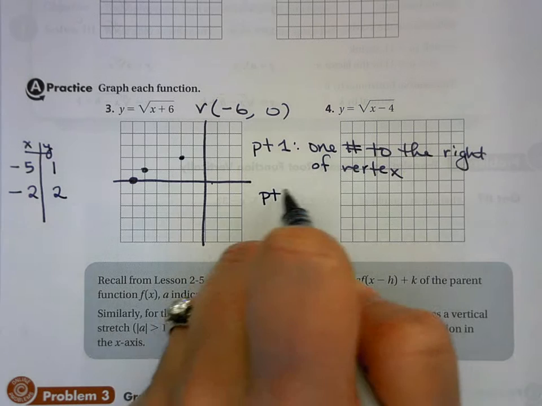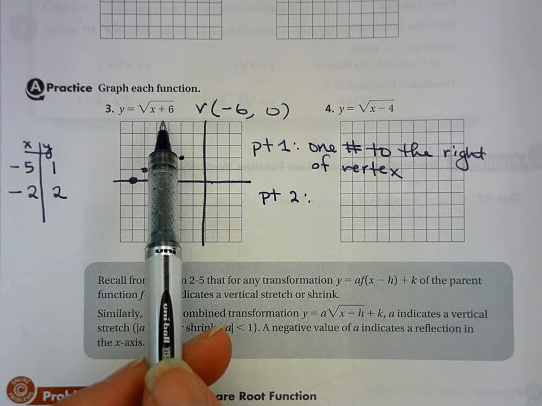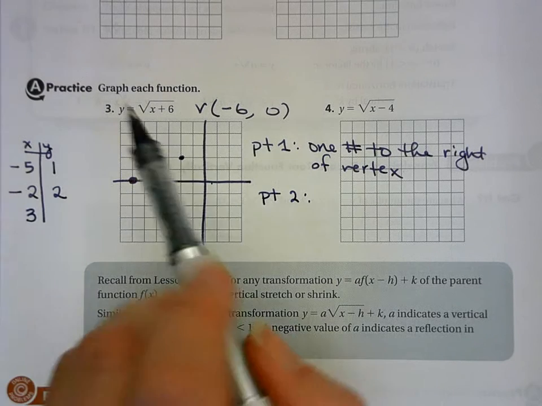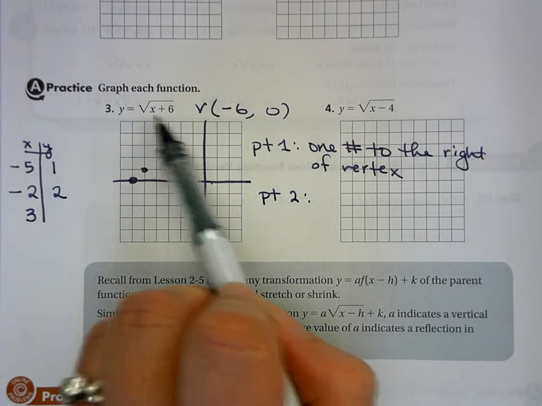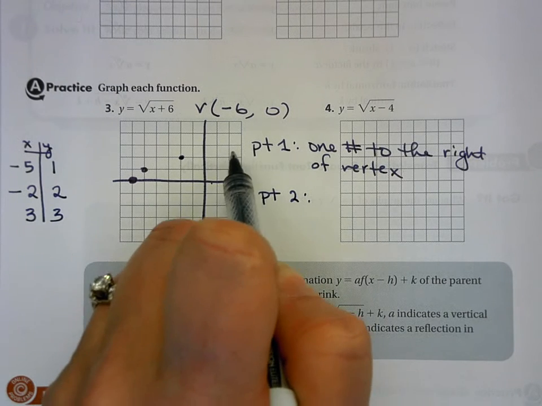So someone else had another one. Someone else used 3 because they knew the square root of 9, right? So 3, I could have done that as well. So I'm going to write that one even though we only need to have 2 points. So if I chose 3, the square root of 9 is 3, so I could have also done over 3, up 3.